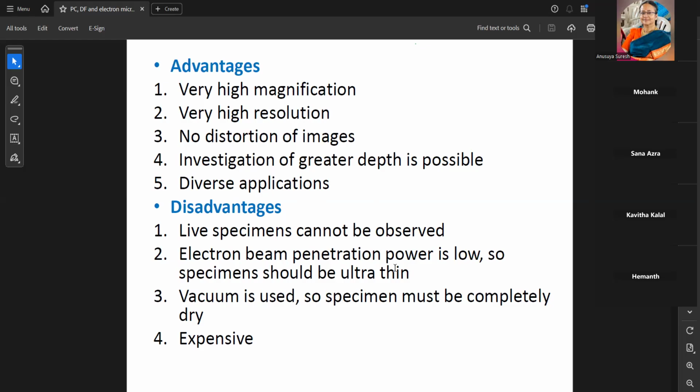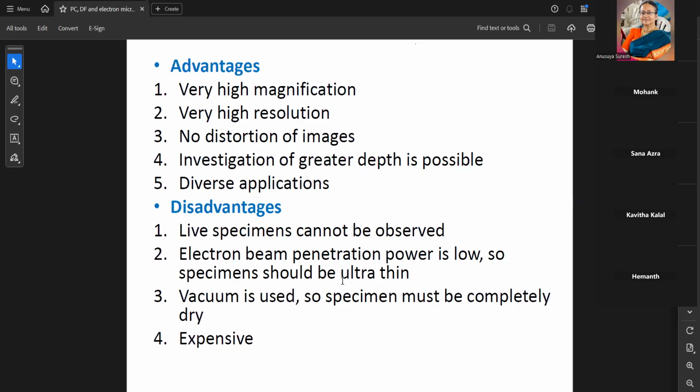And the penetration power of that electron beam is low. It cannot really penetrate very thick samples. So it is important that your specimens should be very thin. As we said before, the specimen should be 20 to 100 nanometers in thickness. Only that thin your specimen should be. Then you can get a good image. And because we are using a vacuum here, at the time where we are accelerating the electrons, it is important that your specimen should be completely dry. If there is wetness in your specimen, then you will not get correct images.